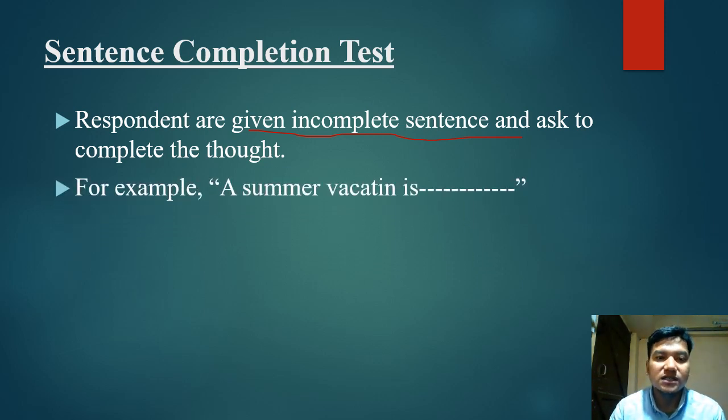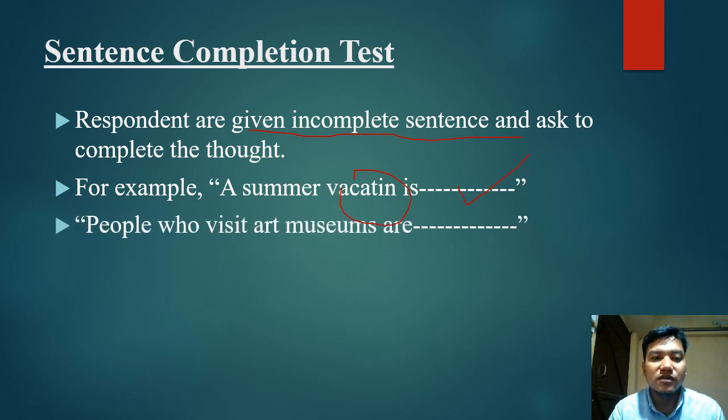See, in this example you can see, a summer vacation. Sorry, here the vacation spelling is wrong. A summer vacation is this. So this sentence has to be completed by the respondent. Different respondents will give different answers. According to me, I will say a summer vacation is the best vacation compared to other vacations. But different respondents will give different points of view. In the next example, you can see, people who visit art museums are this. So the respondent has to fill up here.